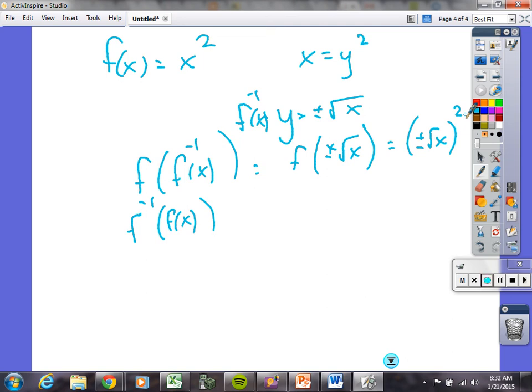Positive, and what happens with a squared and a square root? They just get out, so this is x. So far it looks like they're inverses, right? Is that a true statement? Well, watch when I do this guy.